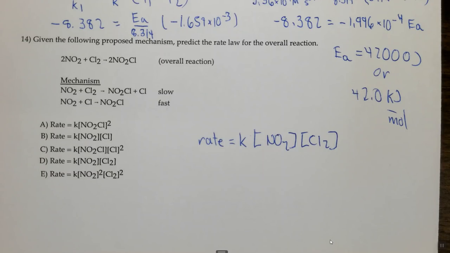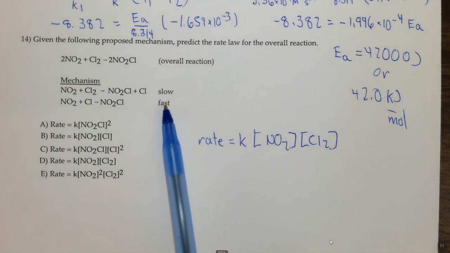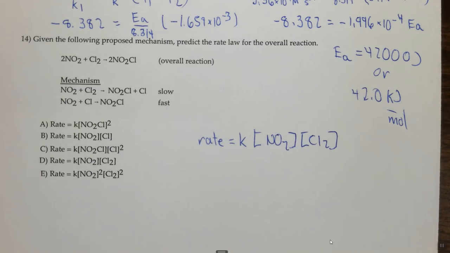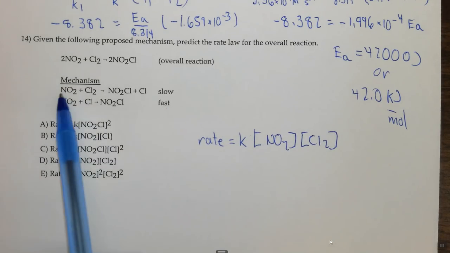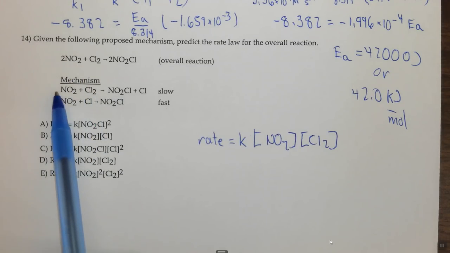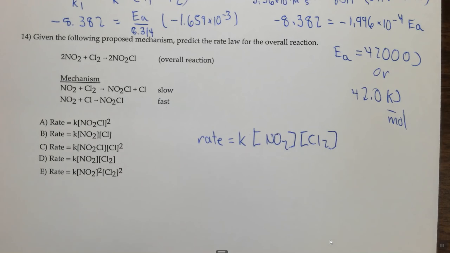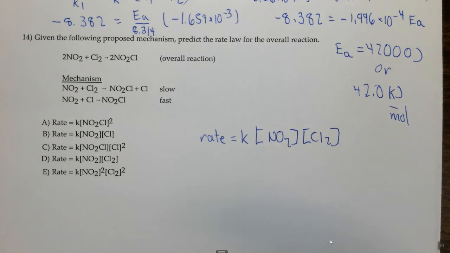I don't have an example of that here. I'm not sure if it's going to be on your test or not. I don't usually put it on the test that I write, but that could be there or not, so you might want to check out the difference when the second step is slow, and there are good examples in your textbook for that. But for this one, since the first step is slow and it contains reactants, it's just NO2 to the 1 and Cl2 to the 1 because we can use the stoichiometric coefficients due to the fact it's a molecular reaction. That gives us choice letter D.